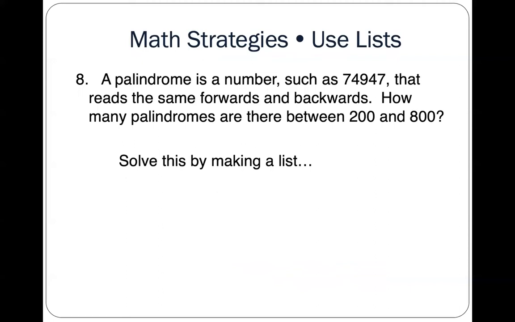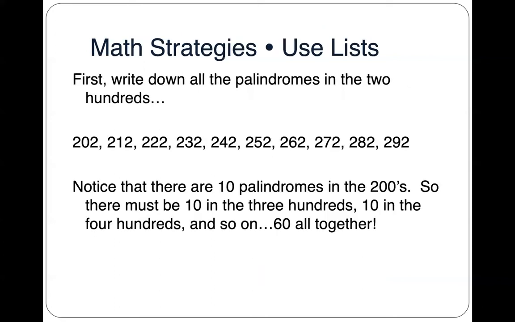Use lists. A palindrome is a number such as 74947 that reads the same forwards and backwards. How many palindromes are there between 200 and 800? Now, you most likely have not seen a math problem like this in your high school courses, but you can still figure this out by making a list.